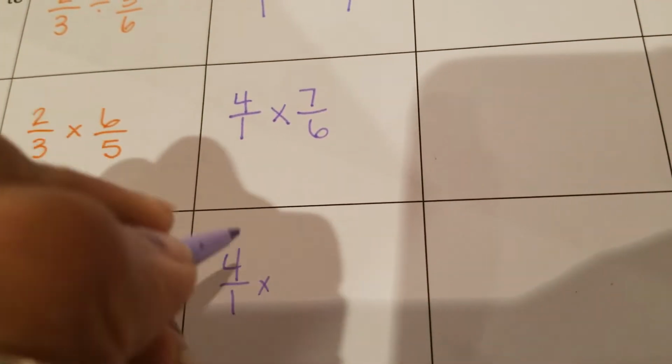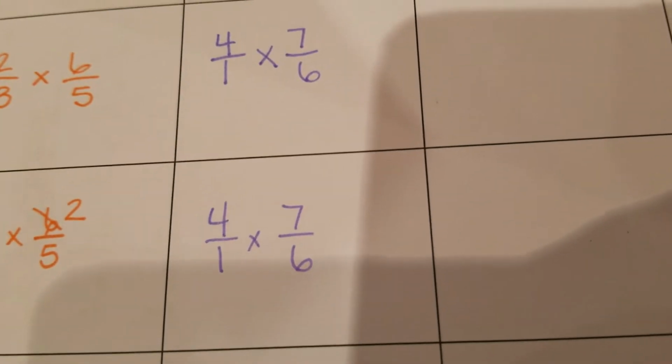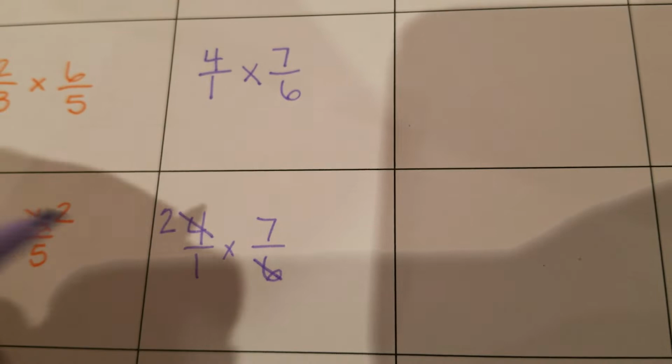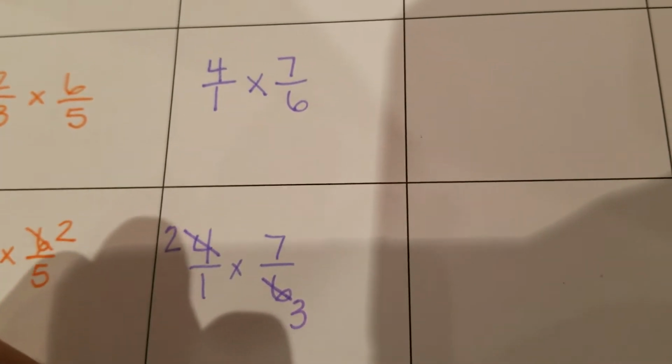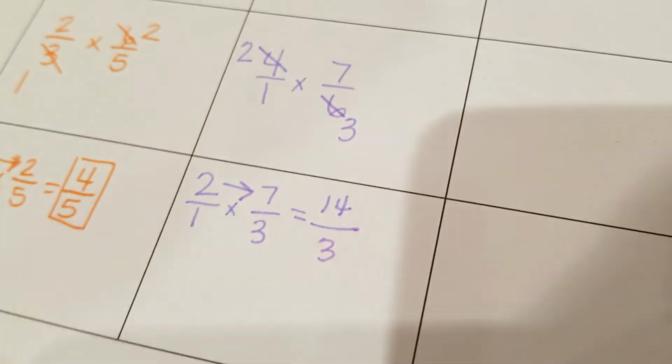Okay, and then we're going to rewrite it here. So 4 over 1 times 7 over 6. And we're going to check for numbers in the same column. In this case, 4 and 6 are in the same column. They're both under 2. 4 divided by 2 is 2. 6 divided by 2 is 3. And then we're going to rewrite what we have. So 2 over 1 times 7 over 3. And multiply straight across. 2 times 7 is 14. 1 times 3 is 3.